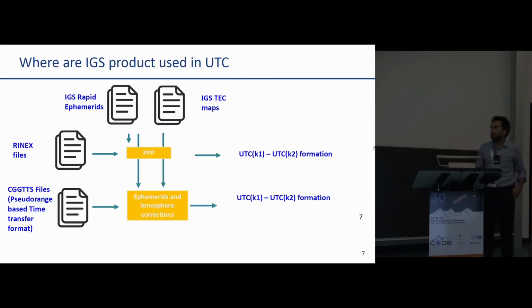A brief schematic to show where the IGS products are used in UTC. Two types of time links are computed operationally for the UTC computation. The first one is PPP links, computed using the combined IGS rapid ephemeris. We also use the IGS rapid ephemeris and TEC map to correct the lower precision pseudorange-based links, which are used as a backup.